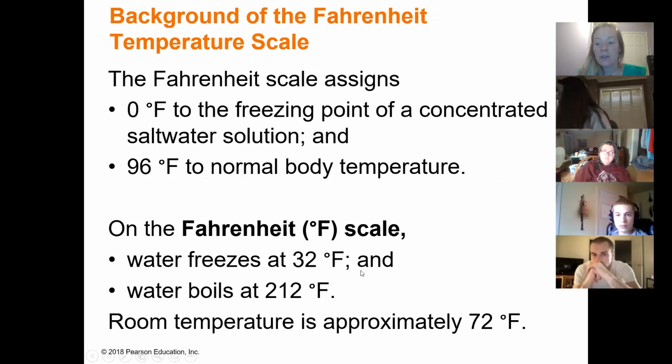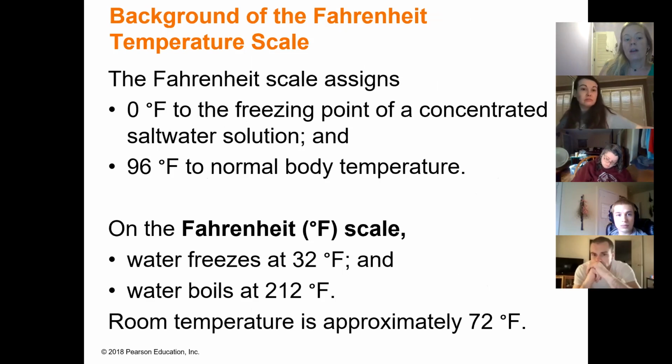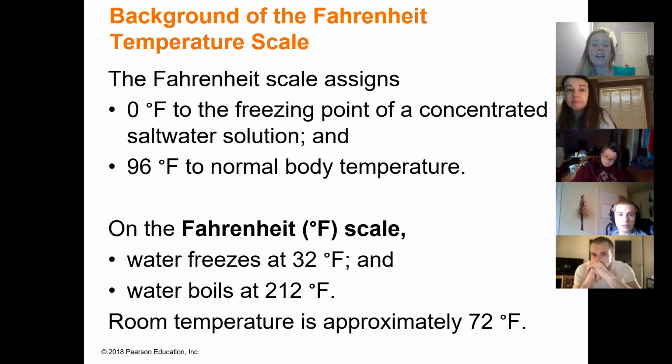All right, here are the units for temperature. So Fahrenheit is probably what you're most comfortable with, but it's also the least practical to use. 0 degrees Fahrenheit is the freezing point of a concentrated saltwater solution that has a very specific concentration. It's like, well, why did they use that? Why didn't they just use water? Body temperature, 96 degrees Fahrenheit. The important things that you want to know: water freezes at 32 degrees Fahrenheit and water boils at 212 degrees Fahrenheit. Again, totally random numbers, right? They don't really correlate with anything even. Room temperature is 72 degrees Fahrenheit.